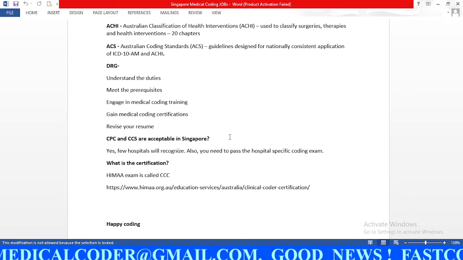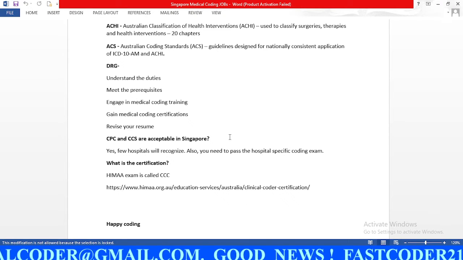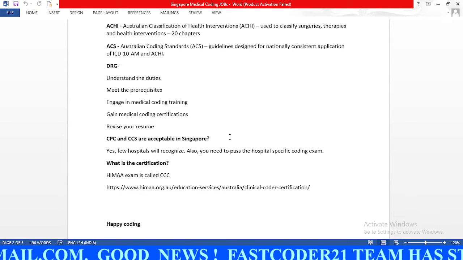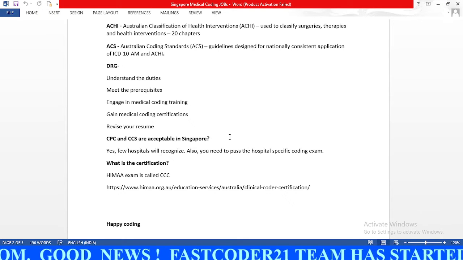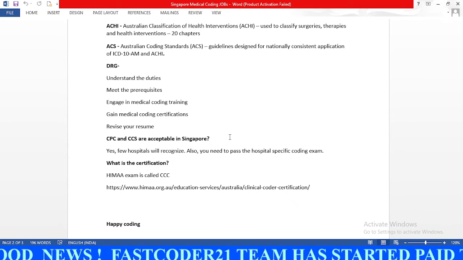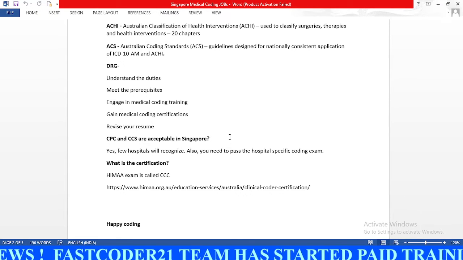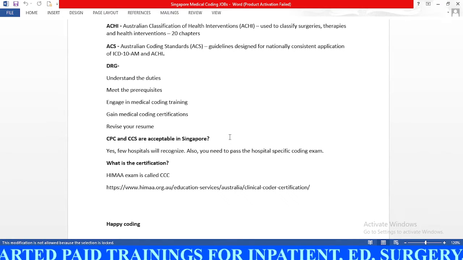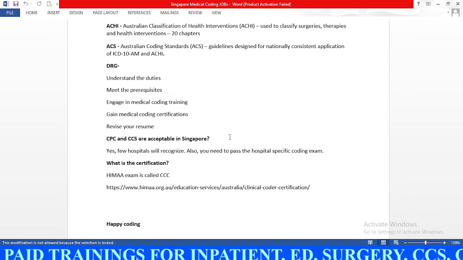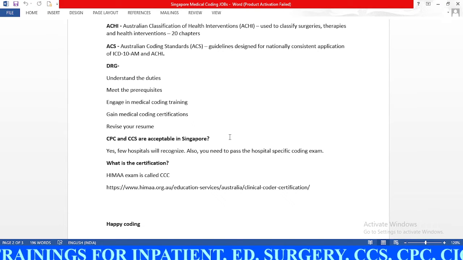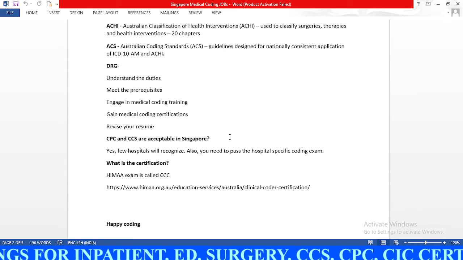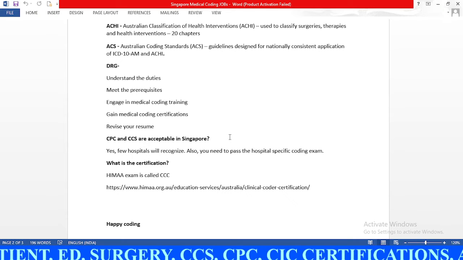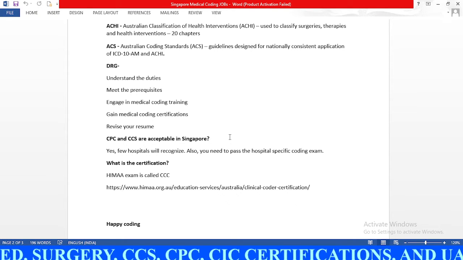Whenever you are taking the training, you need to choose the accredited courses from colleges, universities, or reputable organizations. For example, if you have certification from AAPC and AHIMA, you have more value in Singapore. Basically, CPC and CCS are acceptable in Singapore. After completion of training as well as the certification, you need to revise your resume and put all your strengths in order to entertain the recruiter.